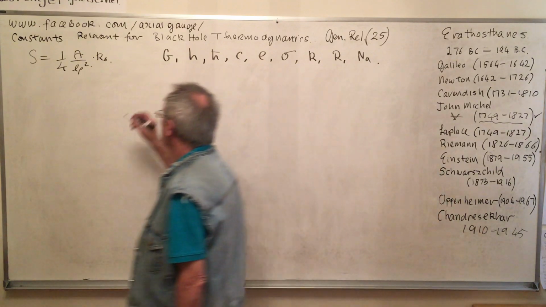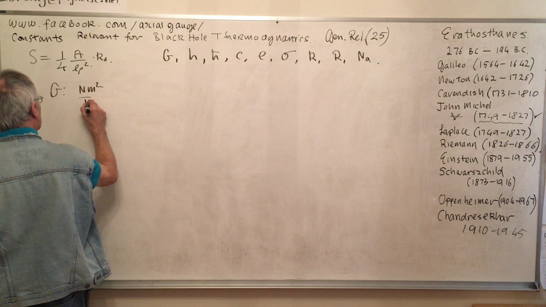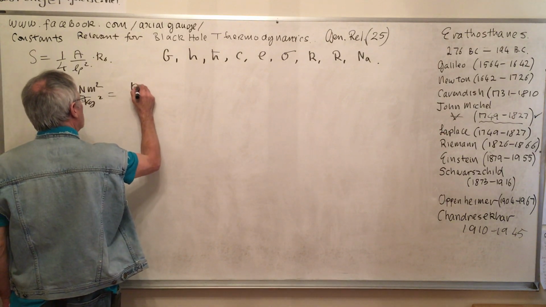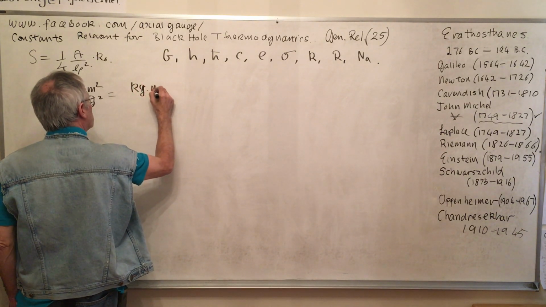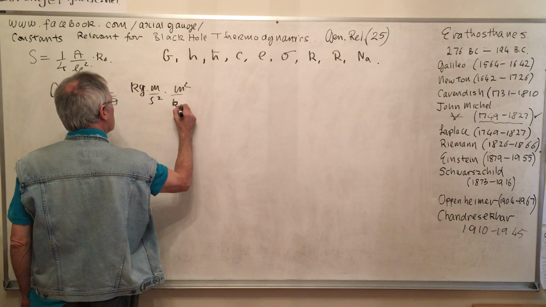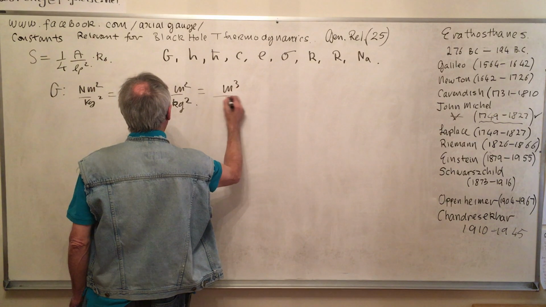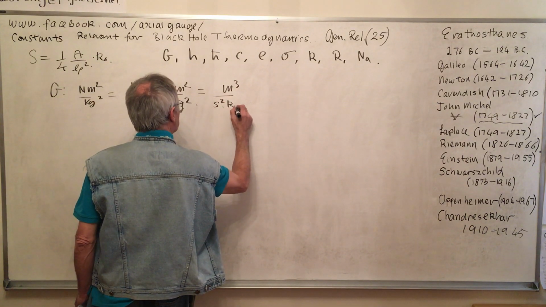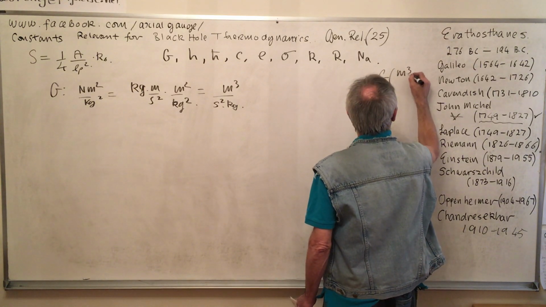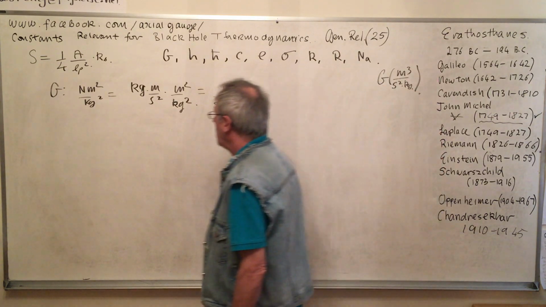So let's begin with the G. Now G is usually written in terms of Newton meters squared over kilograms squared. Newtons are kilograms meters over seconds squared, and meters squared over kilograms squared. So it gives me meters cubed over seconds squared kilograms. I'm going to have this up here, because we like to write everything in terms of base units.